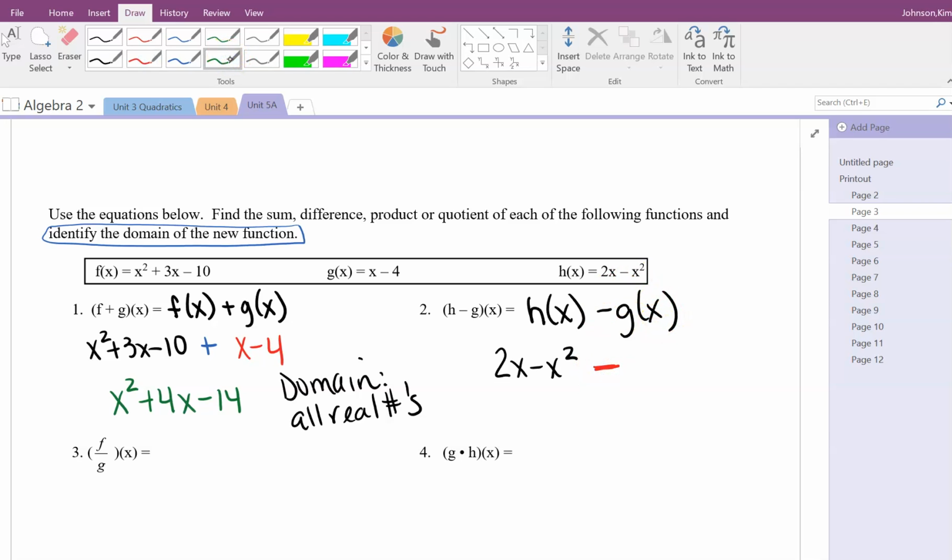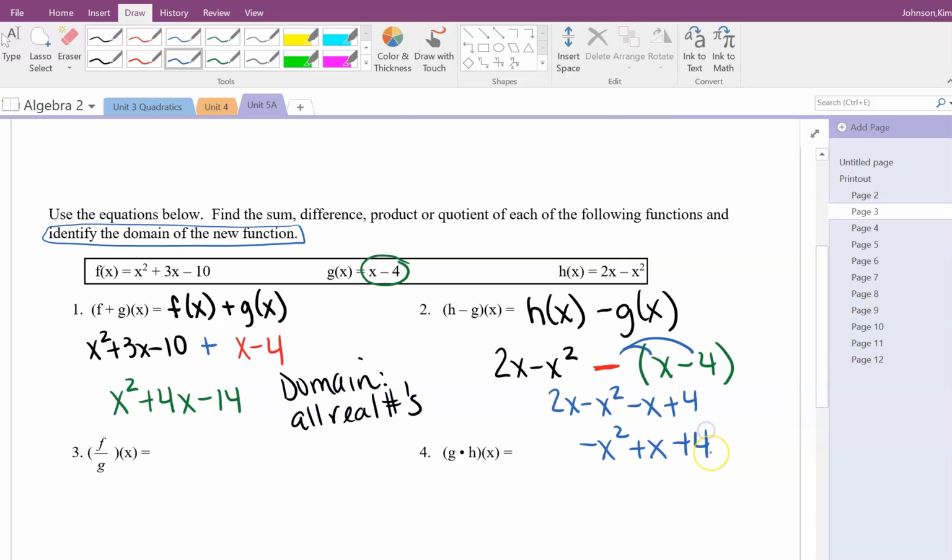So now this is where this gets a little more complicated, and students tend to make mistakes. I'm subtracting the entire quantity x minus 4, so because I'm subtracting all of it, I'm going to make sure I wrap that in parentheses. And then what's going to happen is, in order to simplify this, I'm going to have to distribute that negative sign. So it's going to be negative x and then positive 4. And then I go ahead and rewrite this, combining like terms. That's negative x squared, 2x minus x is 1x, and then plus 4.